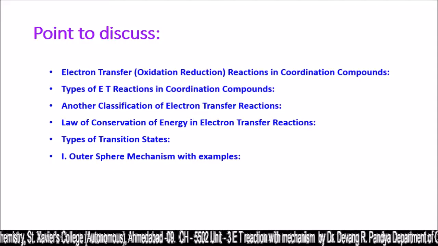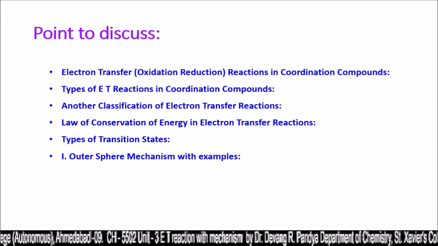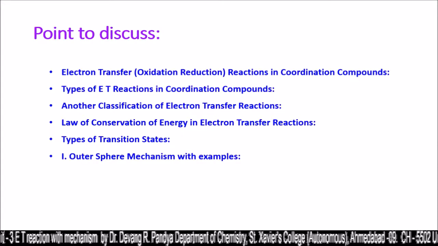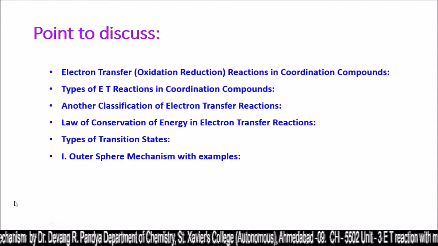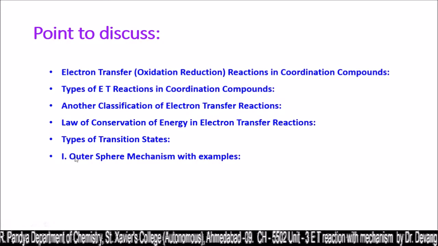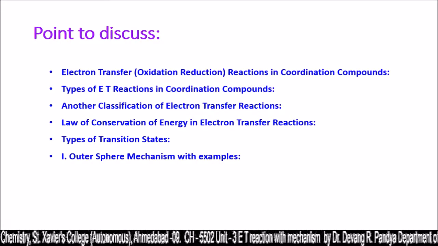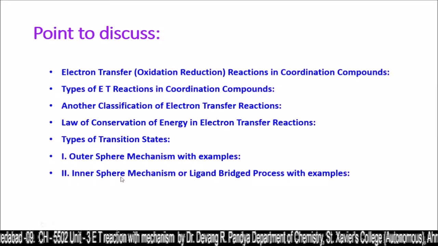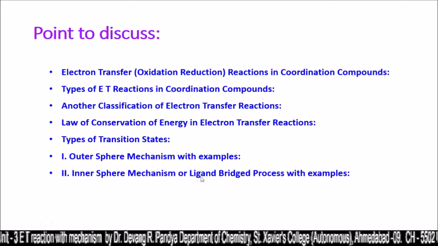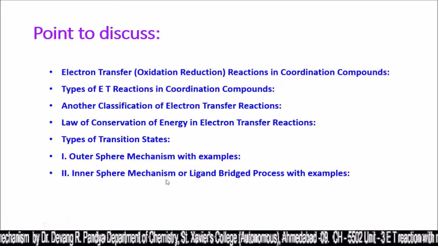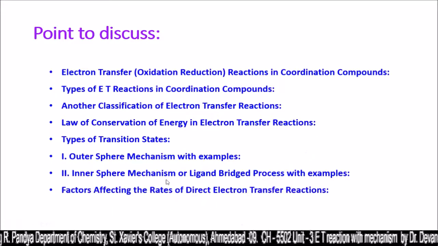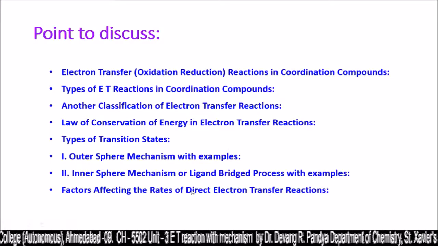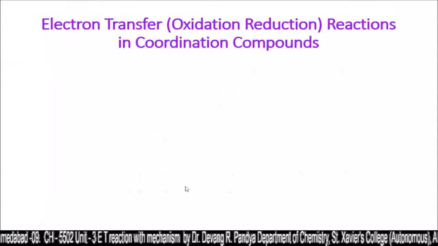And two types of reaction mechanism we need to study for octahedral complexes, and single electron transfer mechanism is there in our syllabus. So first, the mechanism of the reaction, outer sphere electron transfer mechanism, with examples we need to discuss today, and the second one is the inner sphere mechanism or ligand bridge process, with examples we're going to discuss. Then afterwards, factors affecting the rate of direct electron transfer reactions we will discuss today.